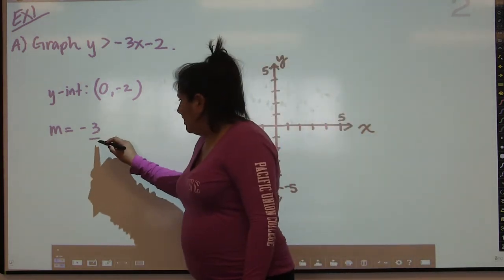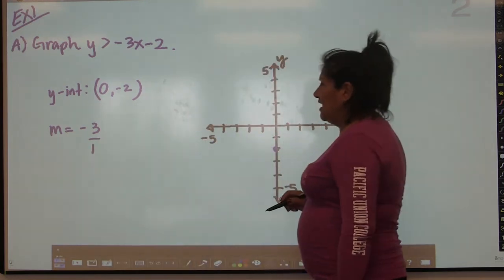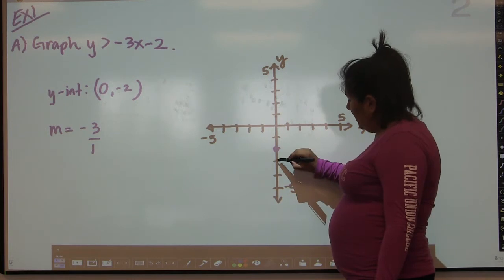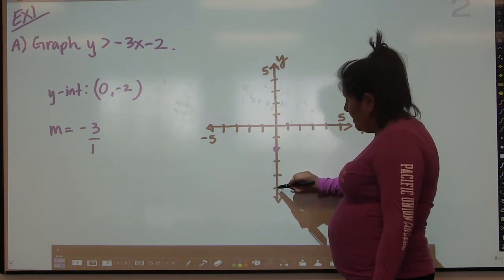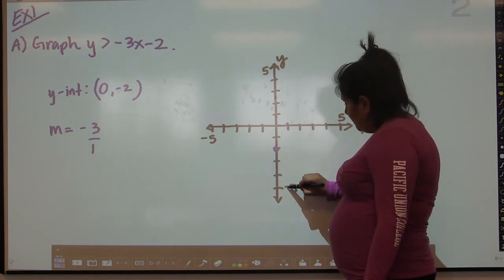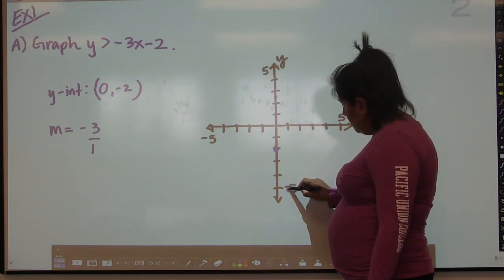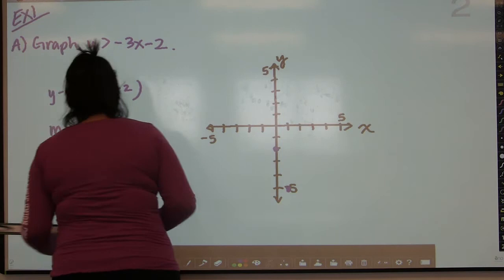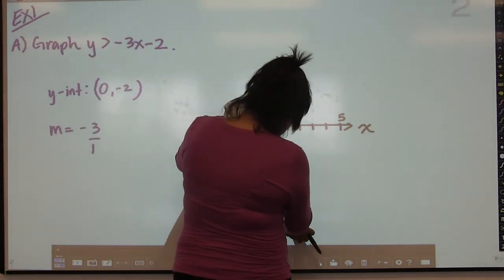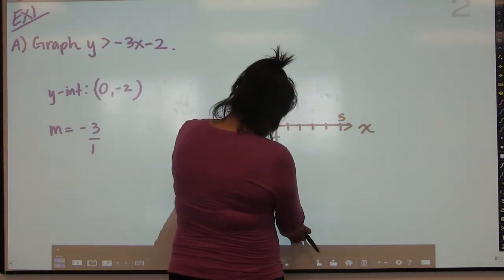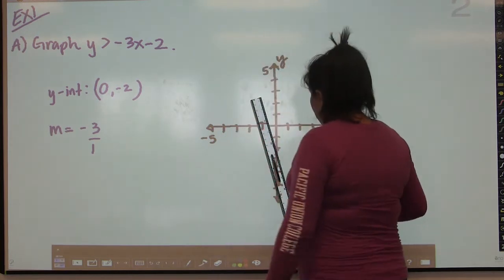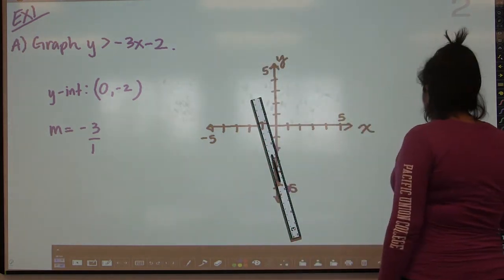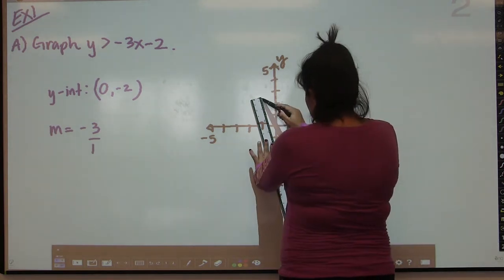And if I want to make that into a fraction, it means negative 3 over 1. We talked about that before. So that means I'm going to go down 1, down 2, down 3 units, and then to the right 1 unit. And that's where my second point will be. And then when I connect them together, I don't connect them with the solid line. I'm going to connect them with a broken line.